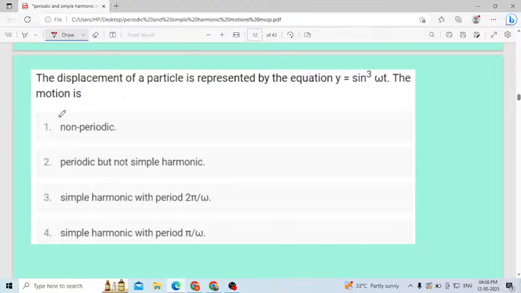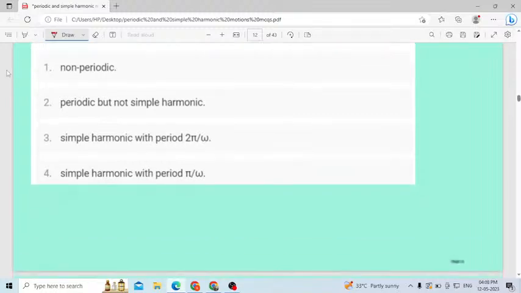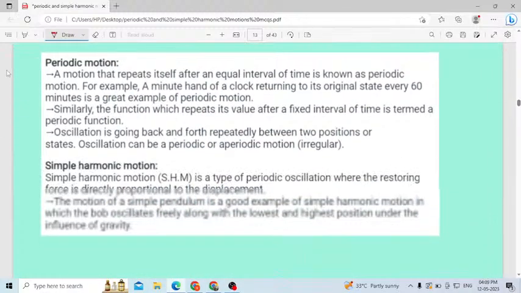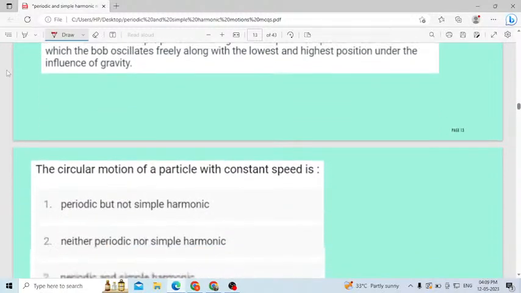Next question. The displacement of a particle is represented by the equation y equals sine cube omega t. The motion is: first option, non-periodic. Second option, periodic but not simple harmonic. Third one, simple harmonic with period 2 pi divided by omega. Fourth one, simple harmonic with period pi divided by omega. The displacement of a particle is represented by this equation. Therefore, what kind of motion is it? Let us study periodic motion, then simple harmonic motion, everything.